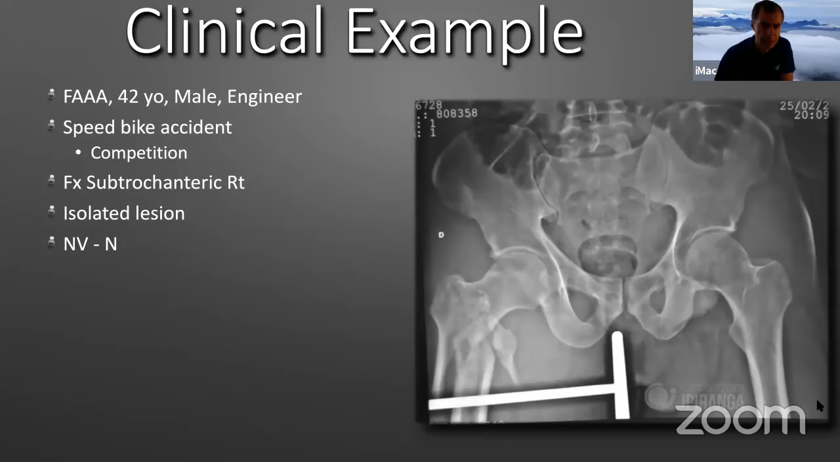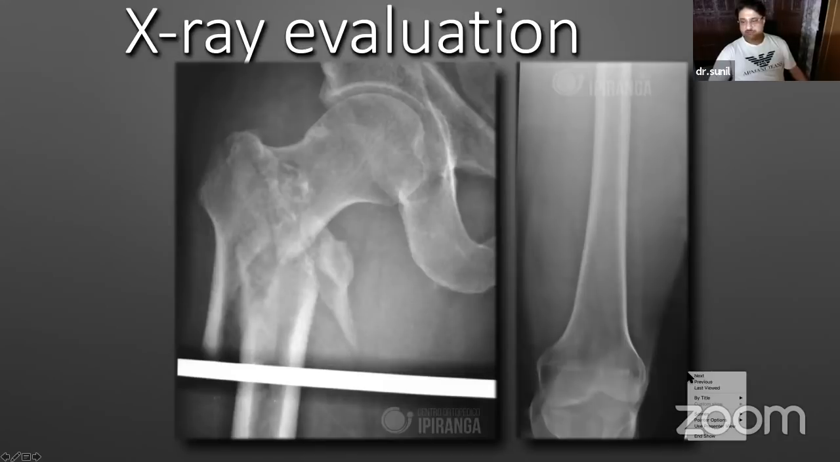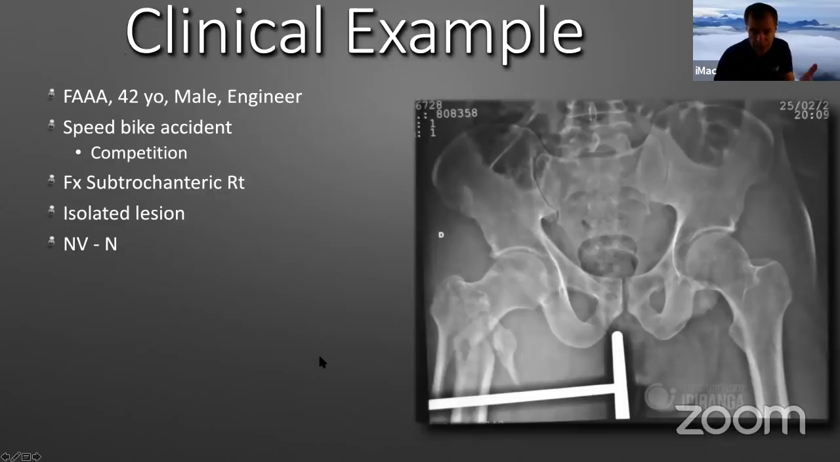So probably it is not my case. Let's see. That's an engineer who had a high-speed bike accident with this fracture. It's an IT fracture with a subtrochanteric extension, and you can see that the lateral wall is gone here. It's totally detached.